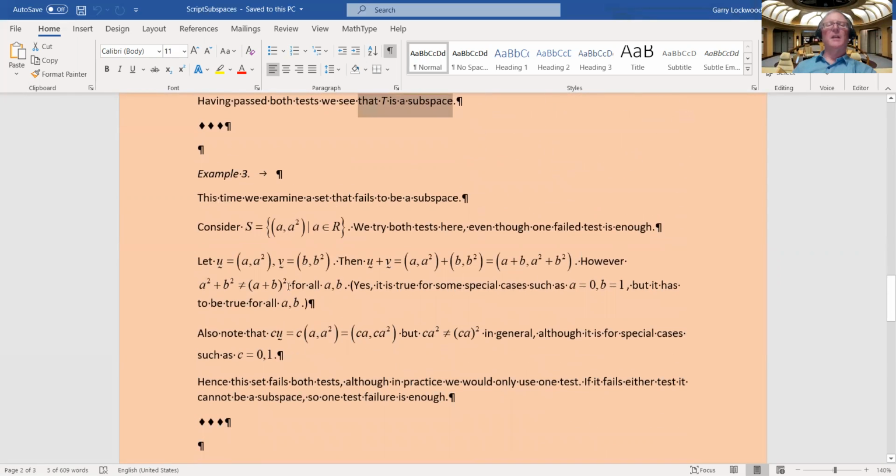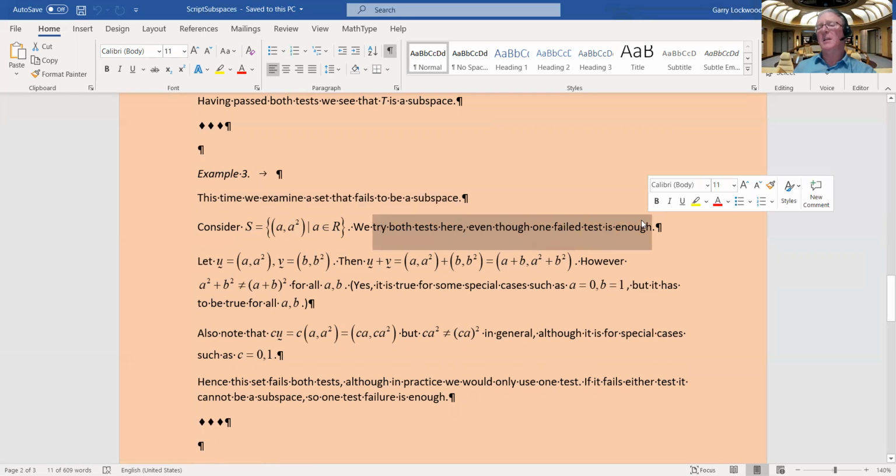Let's have a look at one that fails to be a subspace. How about S equals the set (A, A squared), which is a subset of R2. So it's potentially a subspace in R2. A is a real number, of course. We're going to try both tests here, even though one failed test is enough. So if your subset fails one of the tests, you can stop instantly. It's not a subspace. But just for practice, we're going to do both tests today.